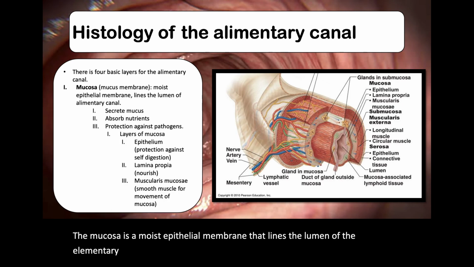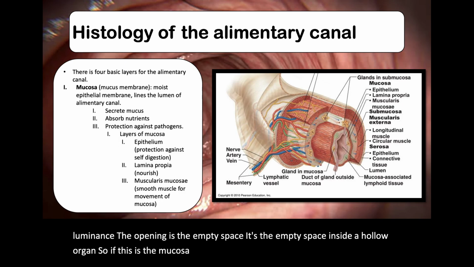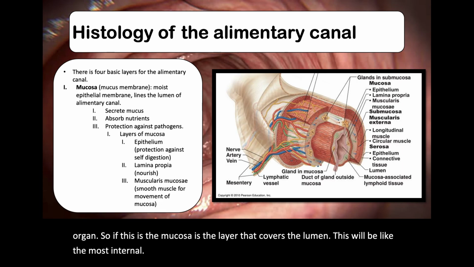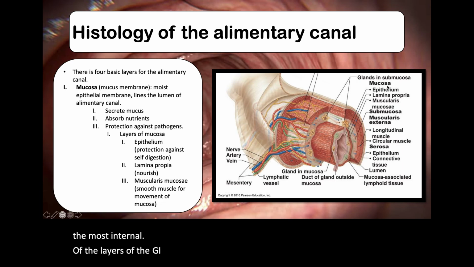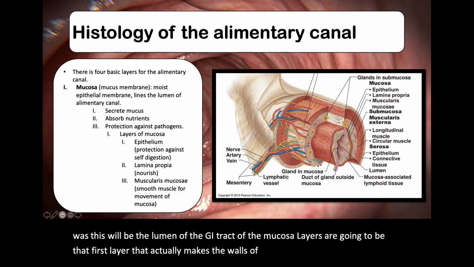Now that word lumen, let's refresh that. The lumen is the opening, it's the empty space, inside a hollow organ. So if this is the mucosa, it's the layer that covers the lumen. This will be the most internal of the layers of the GI tract. And if we follow that, here we have our mucosa. This will be the lumen of the GI tract. So the mucosa is going to be that first layer that actually makes the walls of the internal parts of the GI tract. Some things that it does, it secretes mucus.